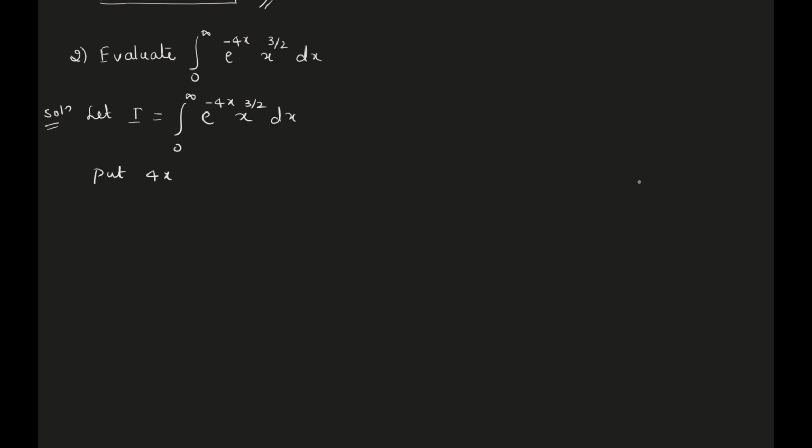4x as t. So what does it give you? x is equal to t divided by 4. Then what is dx? dx is dt by 4. Substitute. Then I is equal to the integral from 0 to infinity, as x varies from 0 to infinity, t varies from 0 to infinity. Now e raised to minus t, x is t by 4, t by 4 to the power 3 by 2 into dx, and dx is dt by 4.